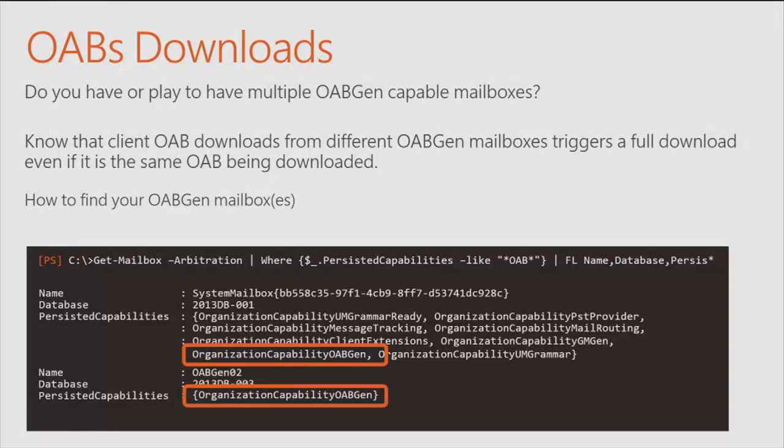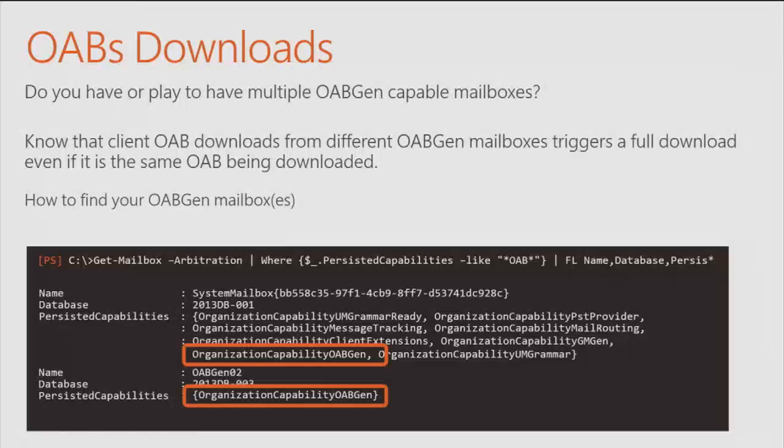And what happens is that if my Outlook client downloads the OAB from server 1 that has the system mailbox in it, and then tomorrow I download the OAB from mailbox server 2 that's got OAB Gen 2 in it, even though it's the same OAB, the differential files don't match up. They're not going to match up. It would result in a corrupt OAB and a full download would be triggered.